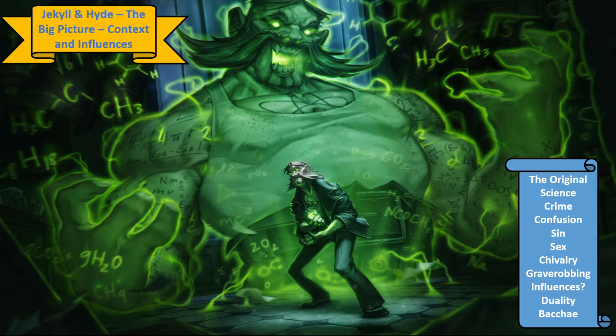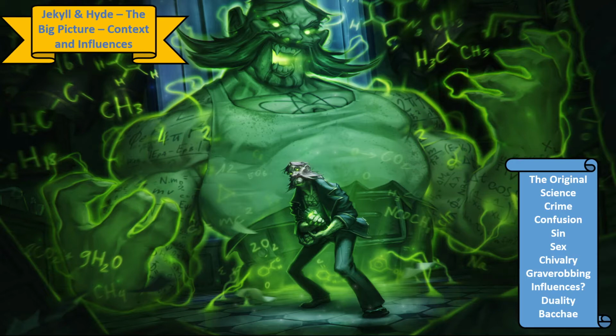So the breakdown here, we're going to look at perhaps the original Dr. Jekyll, some of the science, the crime, confusion that surrounds it, sin, sex and chivalry, what a trio, then some grave robbing, some influences and precursors for it, as well as duality and perhaps the Bacchae. Whether you need to know the context for an exam or whether you just want to know some of the backstory behind it, then hopefully this is the video for you.